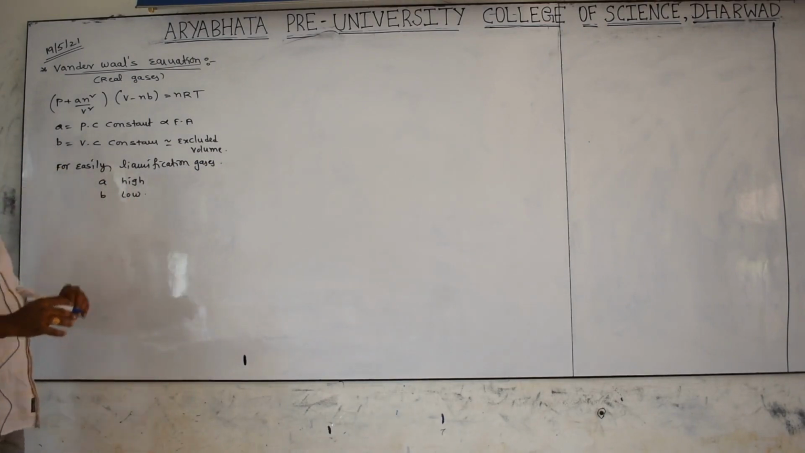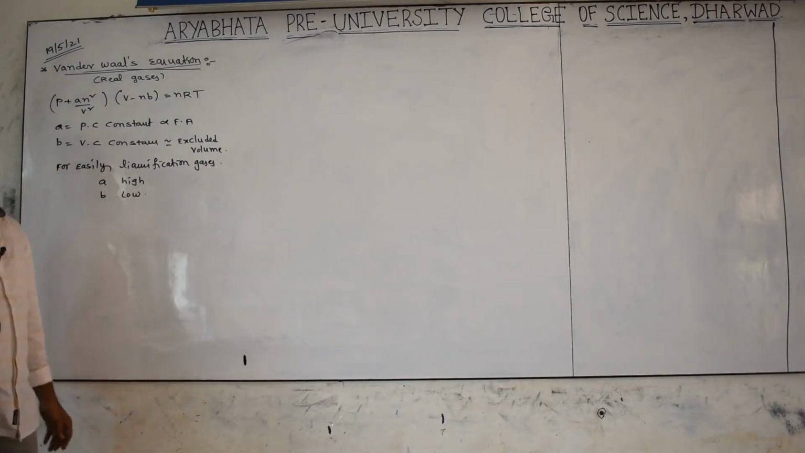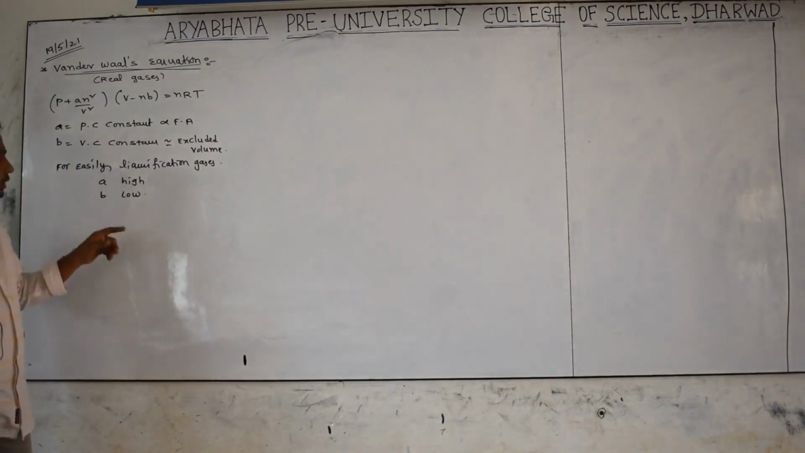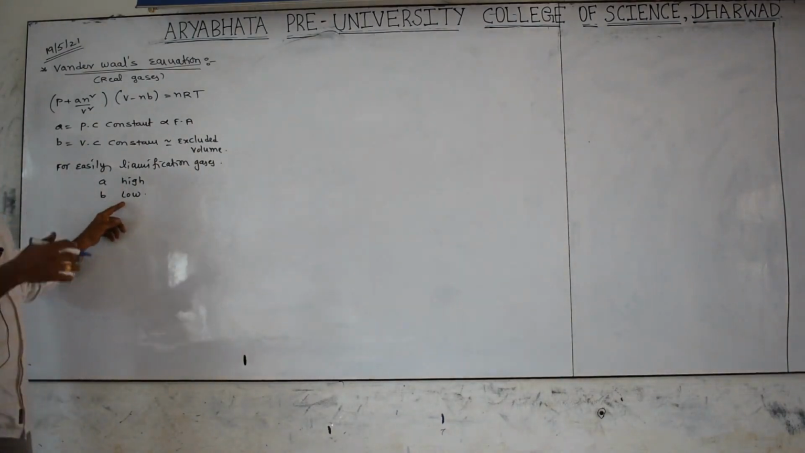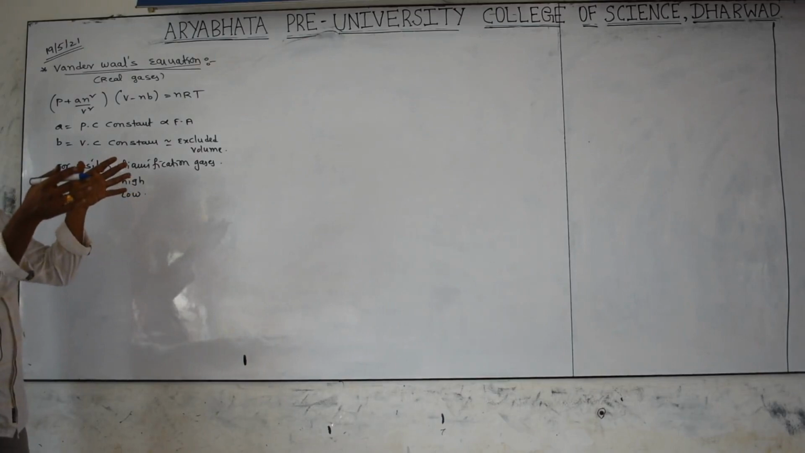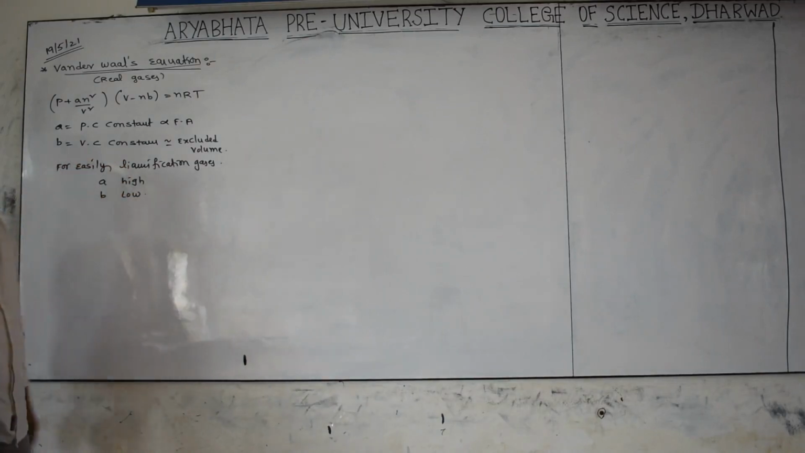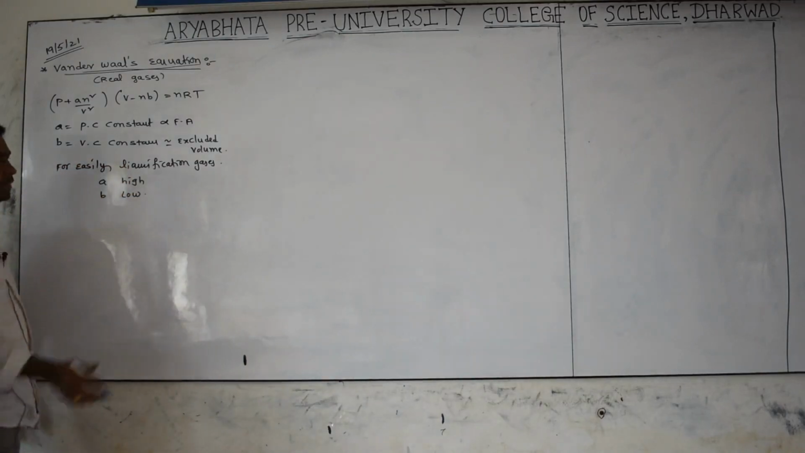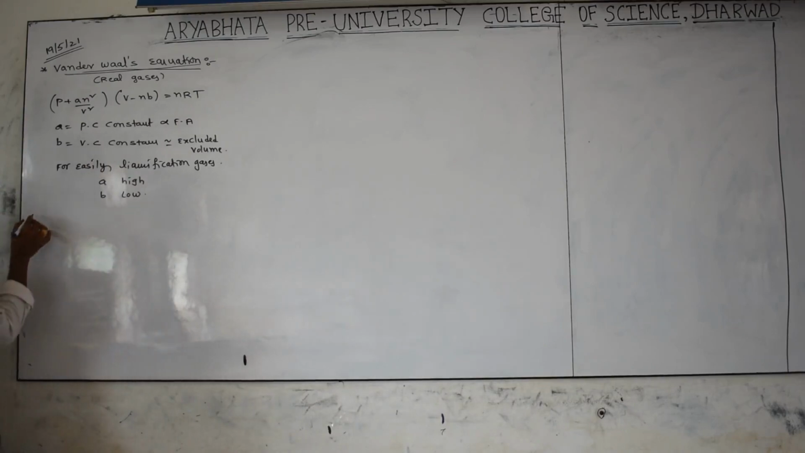a should be high means the force of attraction between the molecules will be very high. b is low means the subtracted volume occupied by the gas molecules will be less. Why? When it is low, molecules are close together, so the force of attraction will be high. Are you understanding? Yes, now we will see three cases.